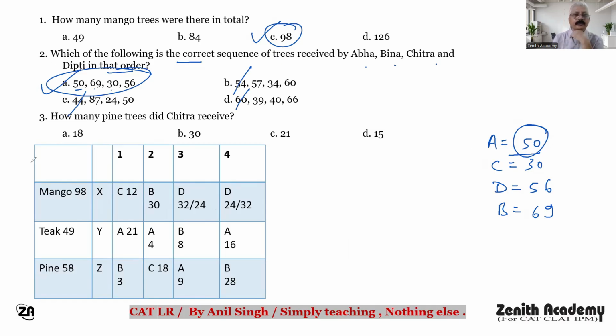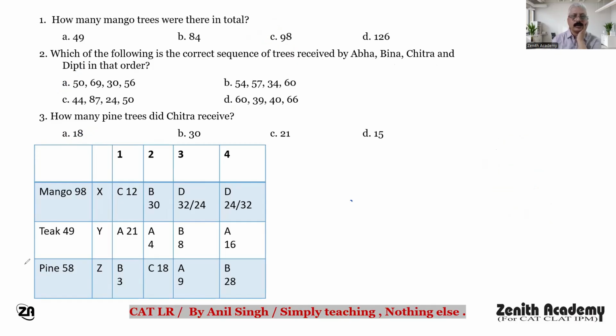Question number 2. So here the answer is this and that. Now question number 3. How many pine trees did Chitra receive? Pine trees, last row, Chitra 18. Answer is 8. So these are the first 3 questions. And now see the next 2 questions of this set.